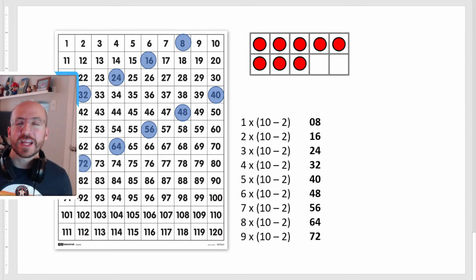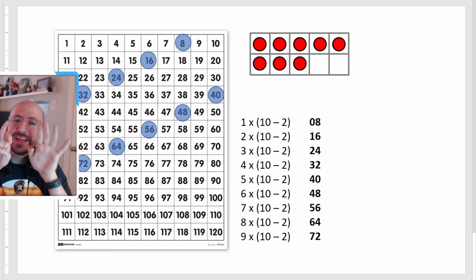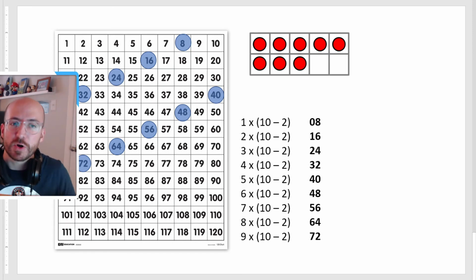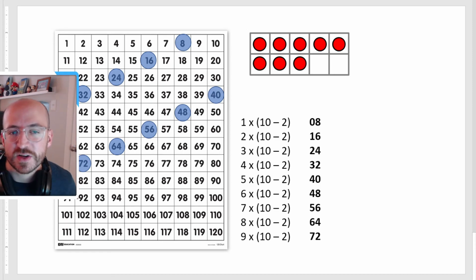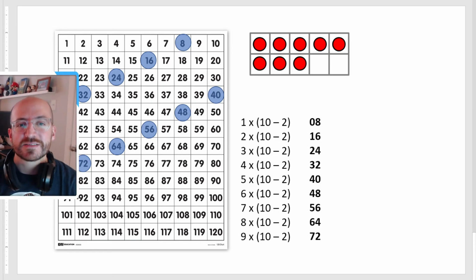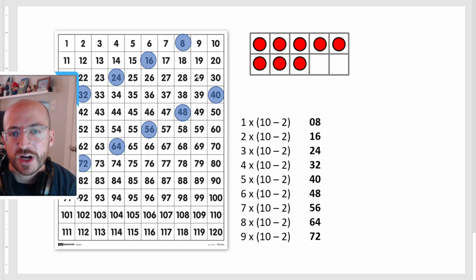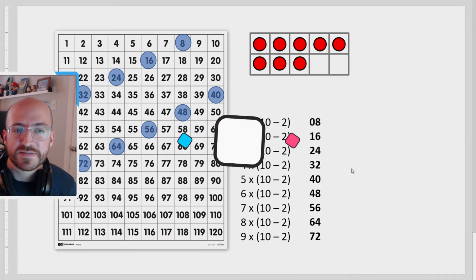So now I can finally call my big sister up and tell her that this 9's trick is not magic at all. It's just multiplying times 10 and taking 1 from the ones place away. Use this strategy for your 9's and your 8's. Find the patterns in the hundreds chart so you can explain how you know the answer and learn these facts quickly.